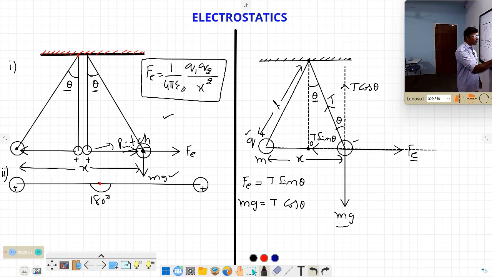Now, by using different mathematical approaches, we can find the relations. First, divide these two equations. Sin theta by cos theta is tan theta. So I can write the relation here: tan theta is equal to Fe by mg.